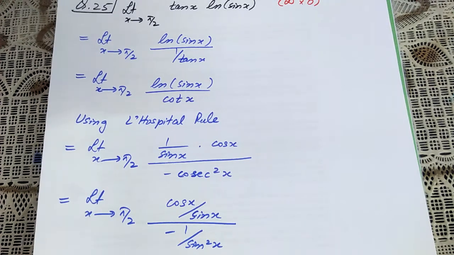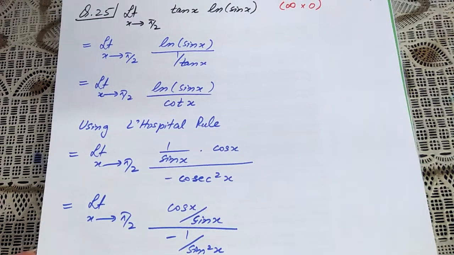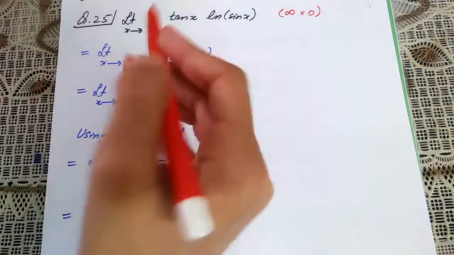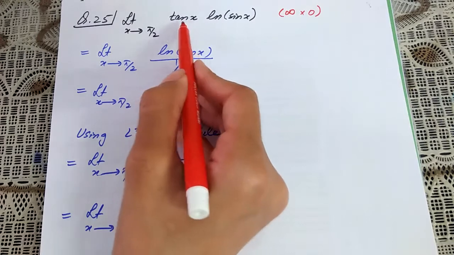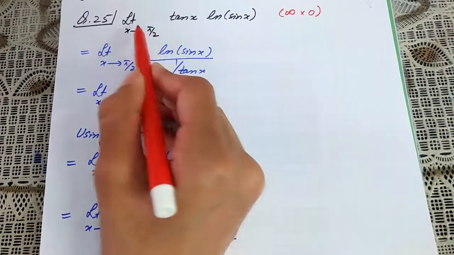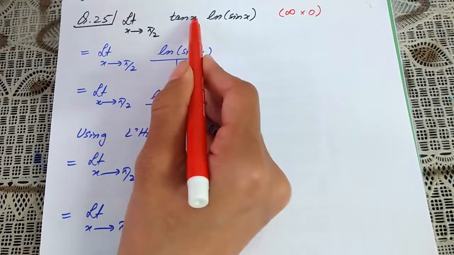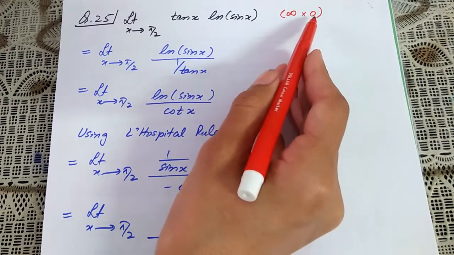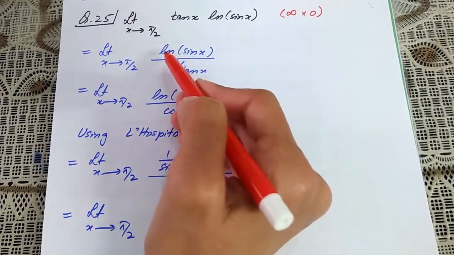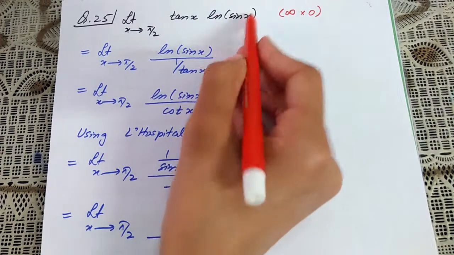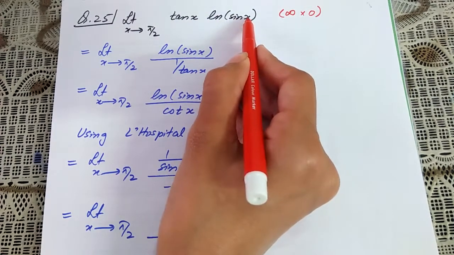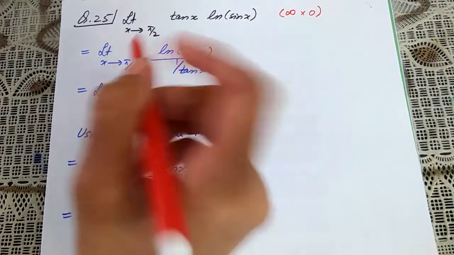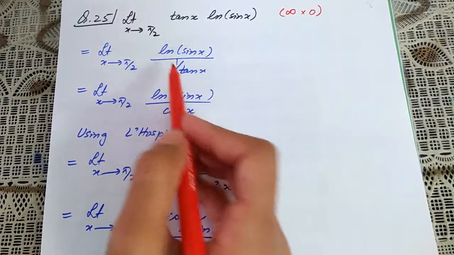Question number 25. Limit x approaches pi by 2, tangent x ln sine of x. If we put pi by 2 here, tangent pi by 2 is infinity and ln sine pi by 2 is 0, because sine pi by 2 is 1 and ln 1 is always 0. Indeterminate form. Just rearrange it.